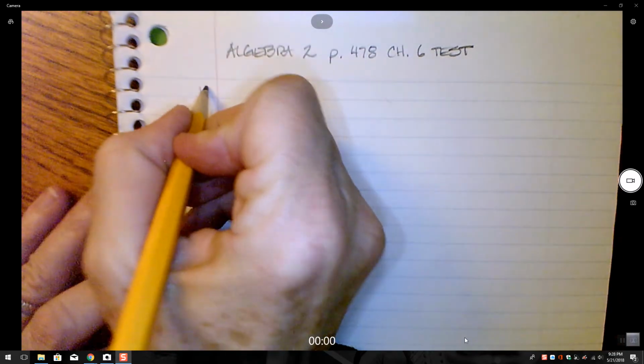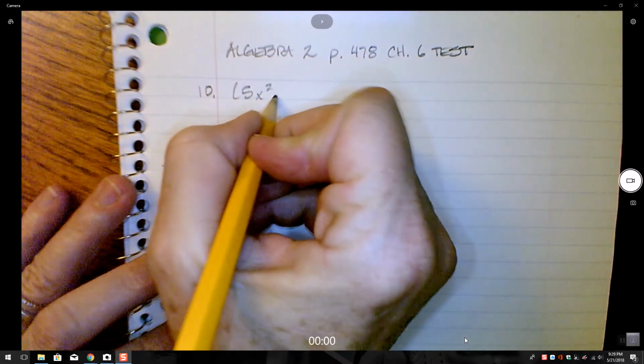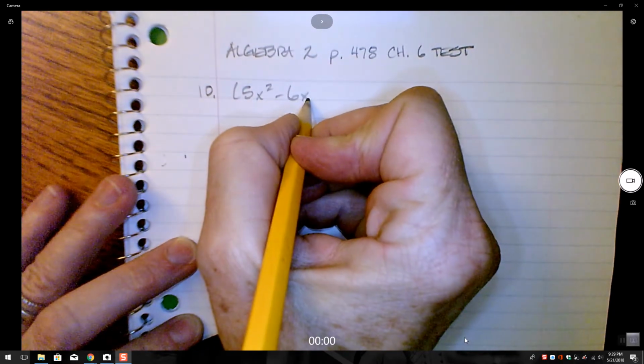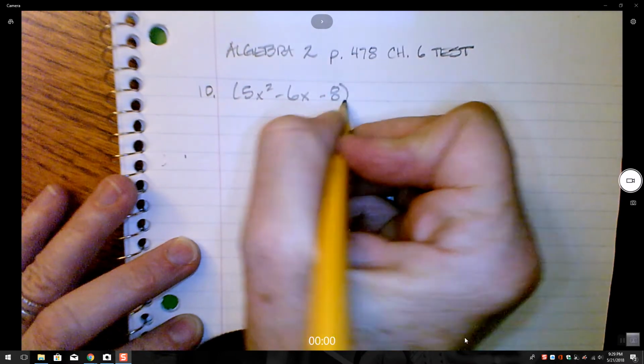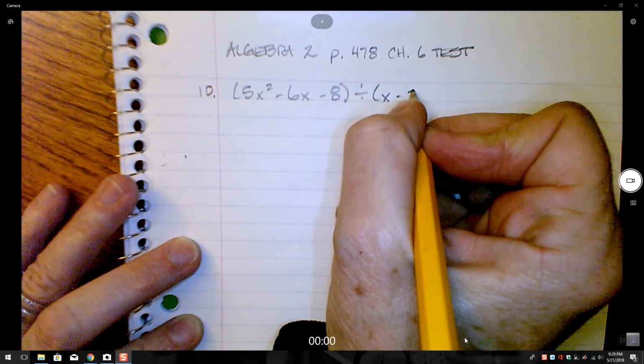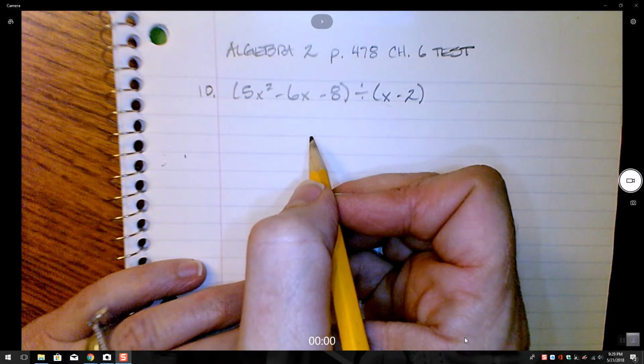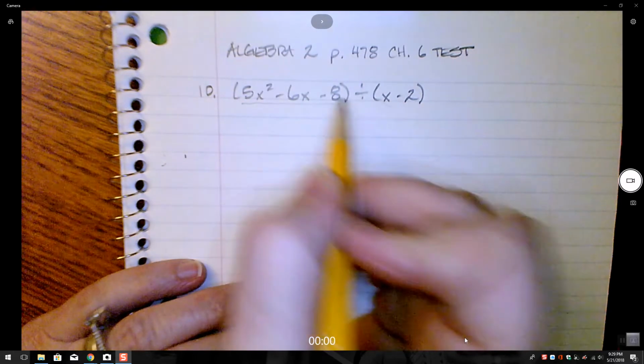Right, for the next few problems we're going to divide polynomials. So problem 10 is 5x squared minus 6x minus 8 divided by x minus 2. And I'm just going to factor this.